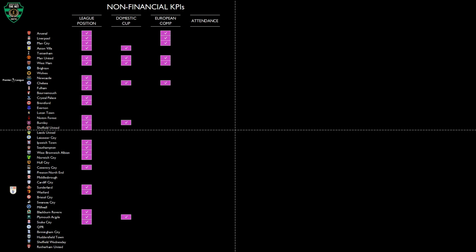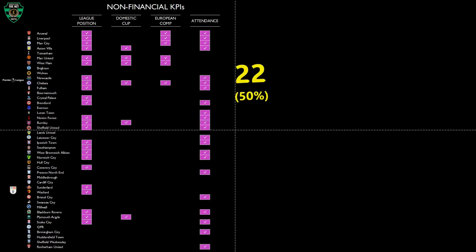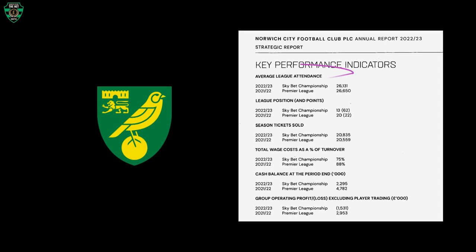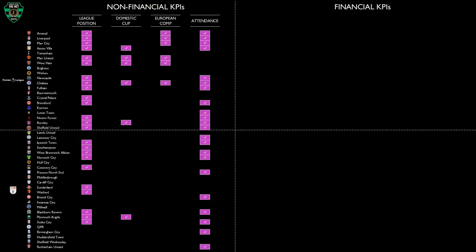Match attendance takes centre stage as the final non-financial KPI, with half the clubs keeping tabs on the numbers. Norwich serves up both flavours, tracking average attendance as well as season ticket sales. Well, no controversies so far, but what's cooking on the financial front?